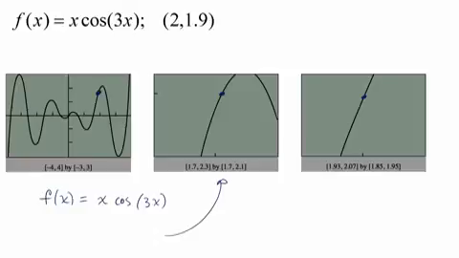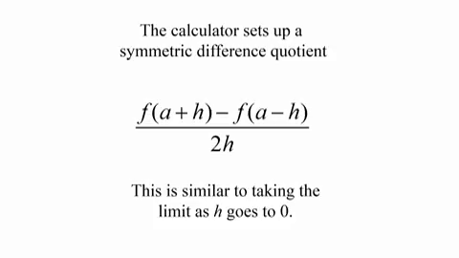Some graphing utilities can approximate a derivative numerically with good accuracy at most points of their domain. Let's see how we might do this. What our calculator will use is a symmetric difference quotient, (f(a plus h) minus f(a minus h)) all over 2h, using a very small value for h, which is similar to taking the limit as h goes to 0. This is all done in the function NDER, which takes three arguments: the function, the variable, and the value at which we wish to approximate the derivative.